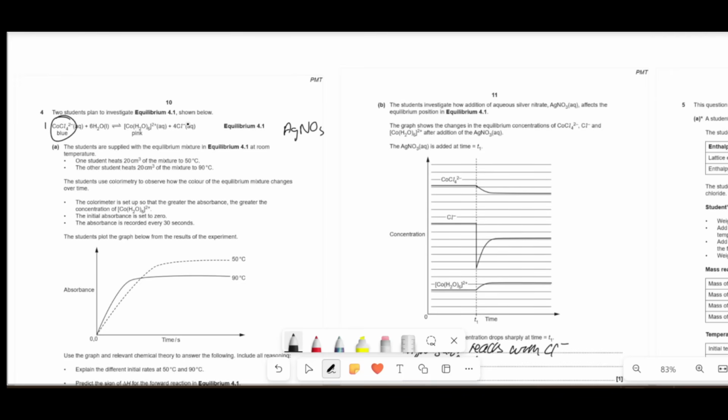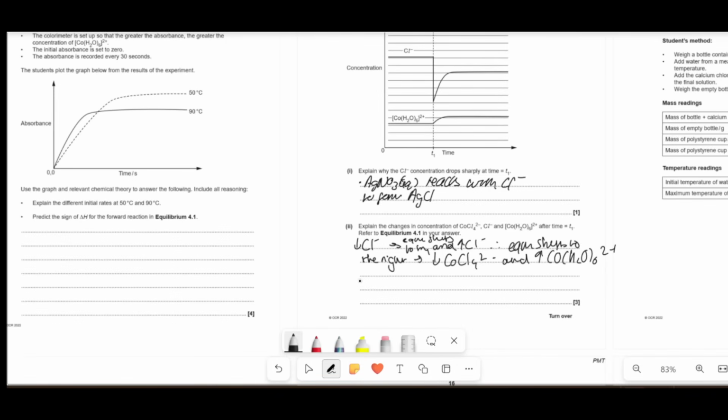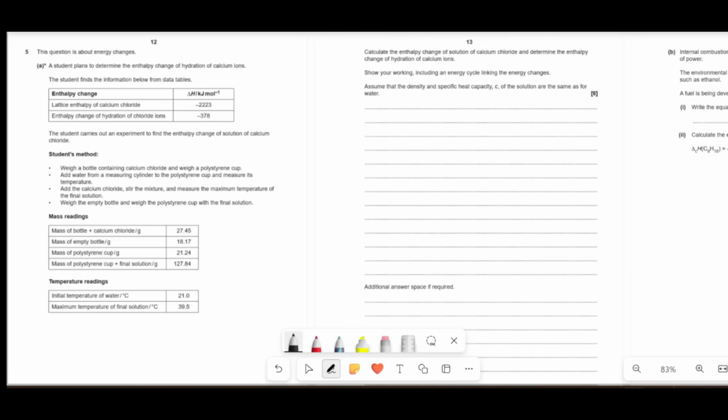1 mole of these reacts to give you 4 of them. So if one of those reacts with this, that goes down by whatever, this will go up by 4 times as many. So the other thing is that the Cl- increase is 4 times the CoCl4 2-, or the other one. There you go. This question is about energy changes.